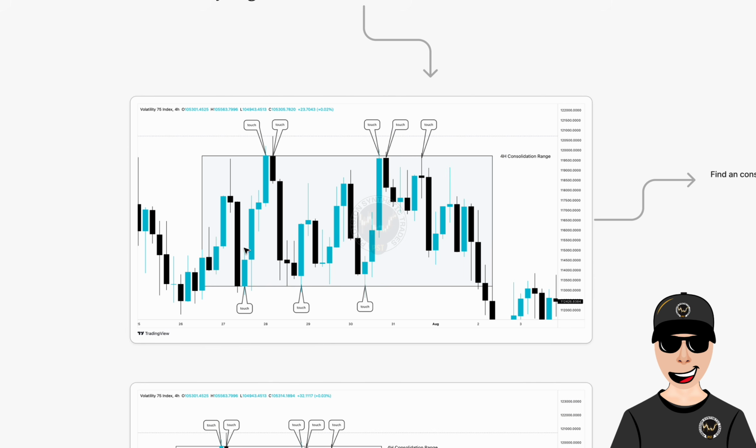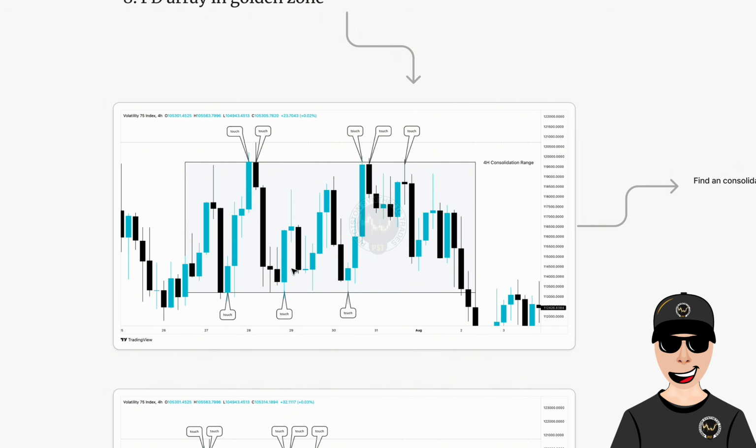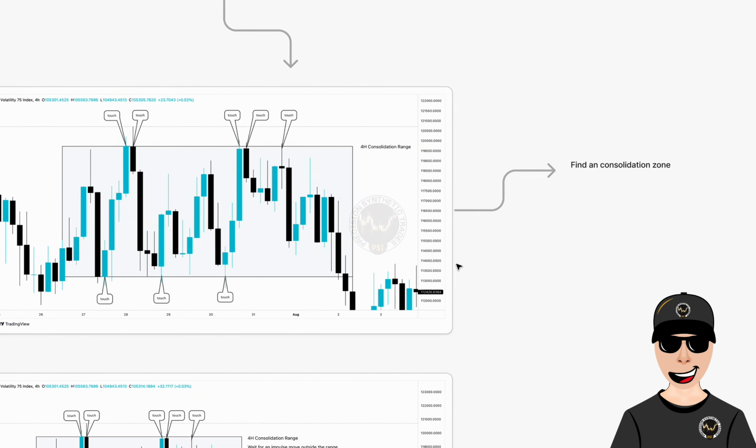As soon as there are more than 1, 2, 3 touches, you can basically start drawing out your box, and more touches just confirm it, and then you can draw your box. So this is just me showing you there's a touch, touch, touch, touch, touch, touch, touch, touch. Okay, so this is the consolidation range.